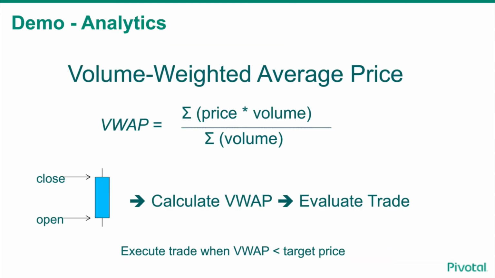And just briefly on the volume weighted average price, to show it's a non-trivial analytic. It's the sum of the price times the volume of each bar divided by the sum of the volume over a period of time. When the volume weighted average price is below our target price, we're going to start trading.